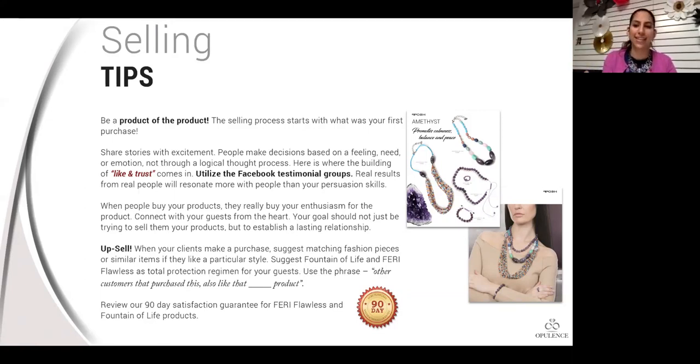And then I upsell. And that's why I put these photos here, because when you see our amethyst collection, for example, you just feel like, okay, if you liked one, guess what? We have this small one for another piece, and then we have a bracelet, and we have the ring. You just help them by suggesting matching pieces, for example, in terms of accessories that they may like because they have a particular style. And then you can suggest, of course, Fountain of Life and Fairy Flawless as a total protection regimen, using, for example, other customers who bought this also like this, right?